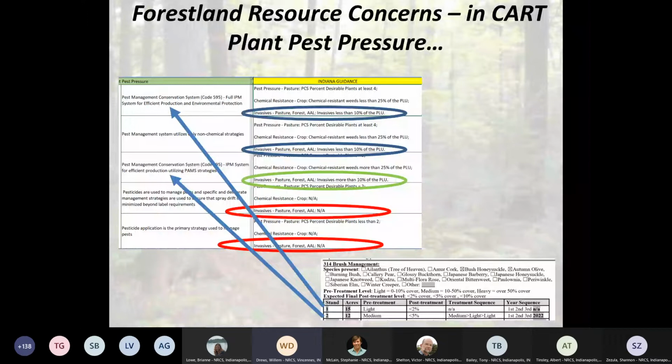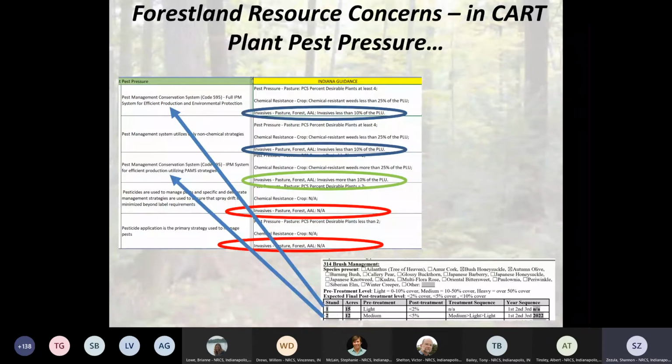So I'm just worried, is it possible to have this in bold somewhere just to not confuse people as they're going through CART to select that? Because from a lot of forest management plans or just brush management plans, that's going to be indicated that pesticide application is the primary strategy used to manage the pests. Right. So I'm just a little concerned. And that's why I'm saying ignore that part in CART and use only Indiana guidance. So if we need to make that stronger for anyone who's not listening or does not take in this, we can definitely make that clear.